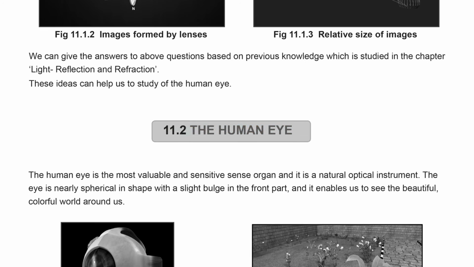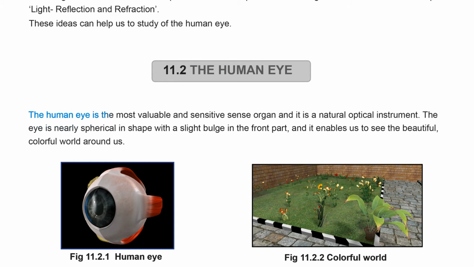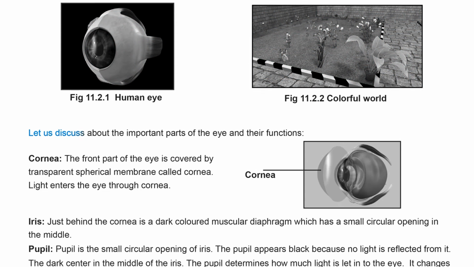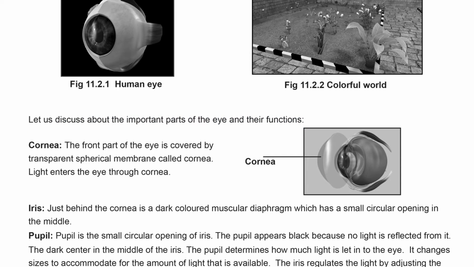The human eye. The human eye is the most valuable and sensitive sense organ, and it is a natural optical instrument. The eye is nearly spherical in shape with a slight bulge in the front part, and it enables us to see the beautiful, colorful world around us. Let us discuss the important parts of the eye and their functions.